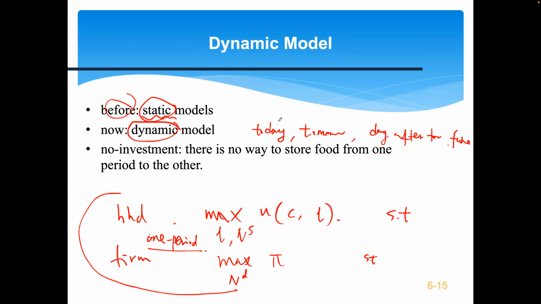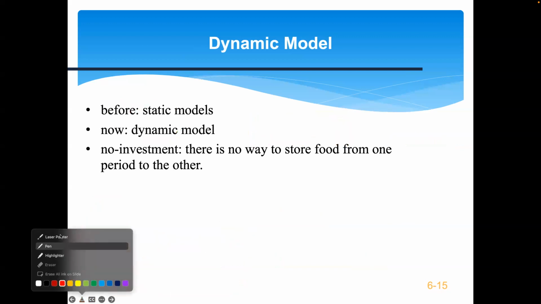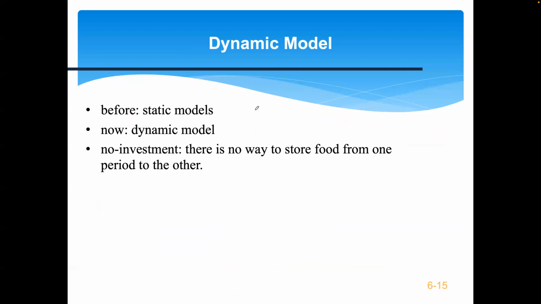But usually we use 2 periods. It may be enough, right? So that's the main difference from the models we have studied before: static versus dynamic. Now we are going to have today and tomorrow, or the trade-off. However, in the current model, we are going to lay out the details right after this slide.